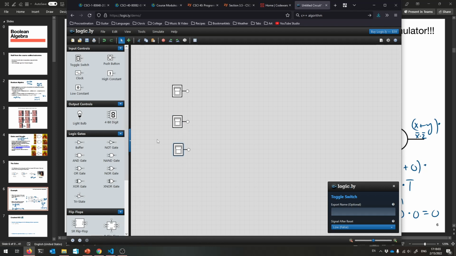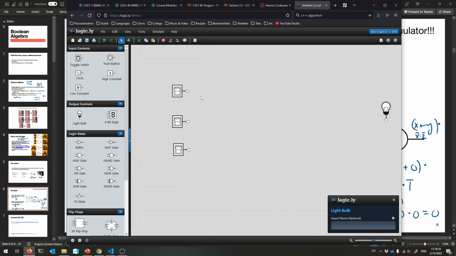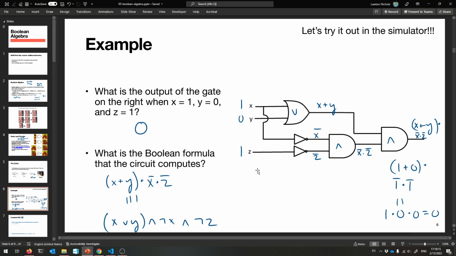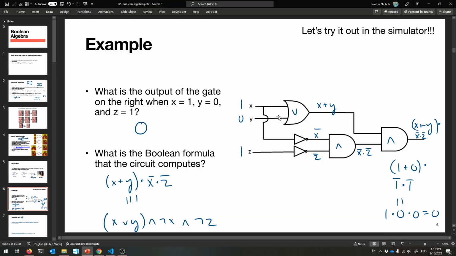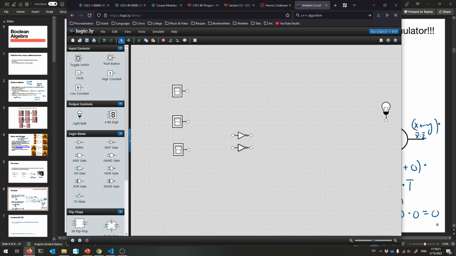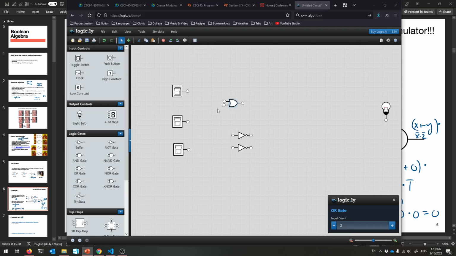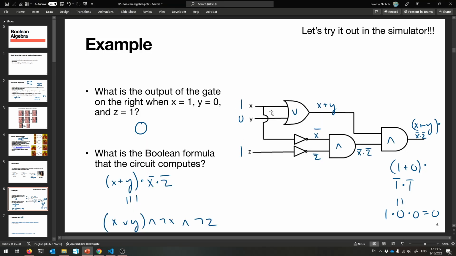And that'll be X, Y, and Z. And then we need an output, a 1 or 0. That'll be just the light bulb lighting up if it's a 1 and not lighting up if it's a 0. And then I need some NOT gates, also called inverters. I needed an OR gate and 2 AND gates. So there's my OR, and 2 of these AND gates. Isn't that neat? So all I have to do is hook these up properly.